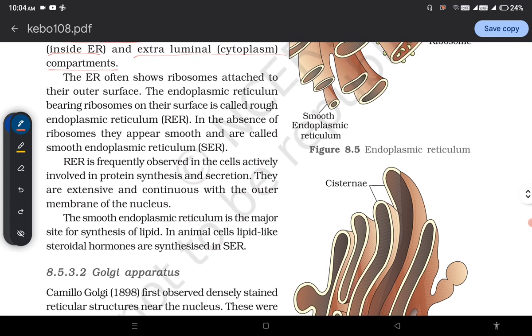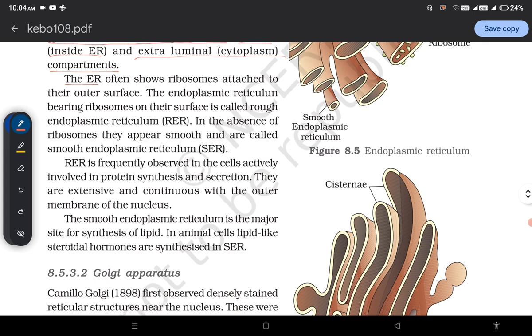The endoplasmic reticulum often shows ribosomes attached to the outer surface. The endoplasmic reticulum bearing ribosomes on its surface is called rough endoplasmic reticulum. In the absence of ribosomes, it appears smooth and is called smooth endoplasmic reticulum. Rough endoplasmic reticulum is frequently observed in cells actively involved in protein synthesis and secretion.